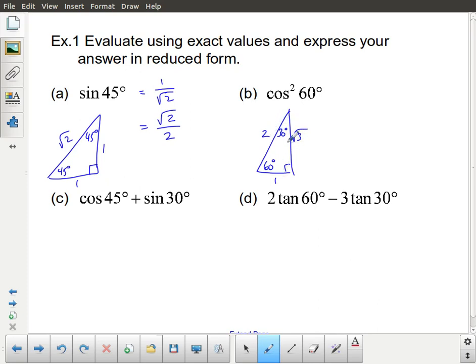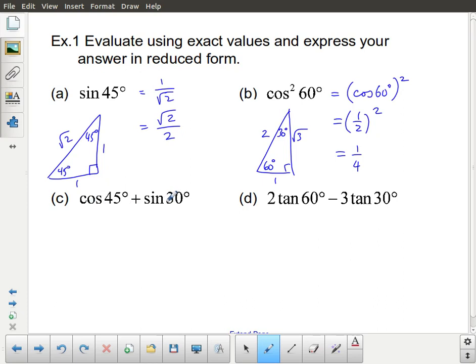So now I've got my diagram here. I'm just going to remind you that this is the same as the cosine of 60 degrees all squared. You don't have to write that. I'm just pointing out that cos squared actually has this equivalent meaning. What is the cosine of 60 degrees? The cosine of 60 degrees is a half, all squared, which in this case is just equal to a quarter. Notice exact values, no calculators.